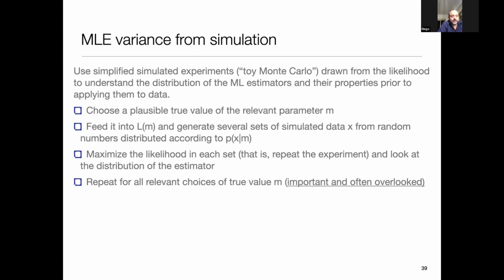And you do that for various values of the true value. This is important. You do not only do it for one choice of M, you do it for various choices of M. And therefore, you know what is the spread of your estimator, and therefore, you know what is the statistical uncertainty of your measure.